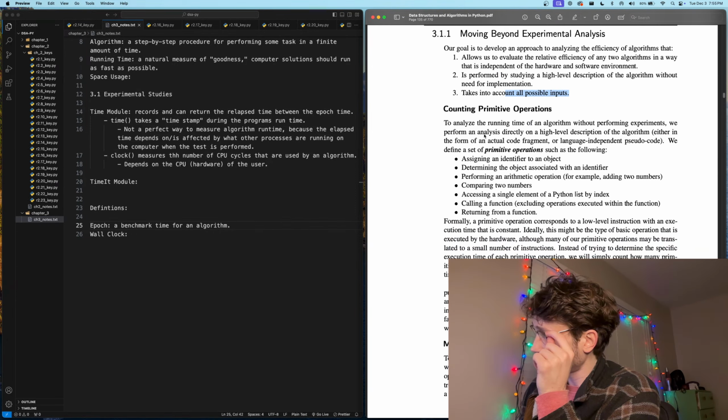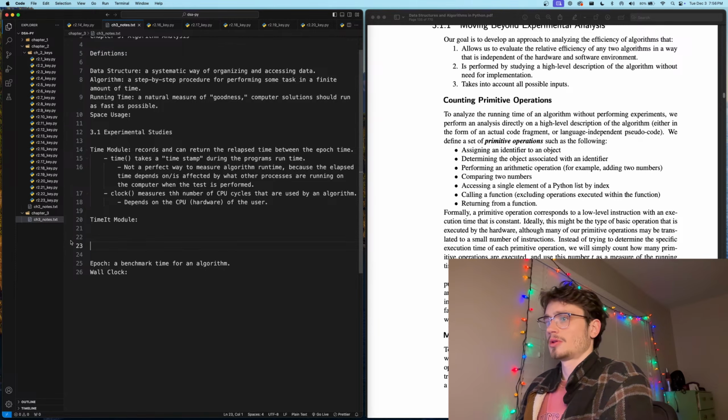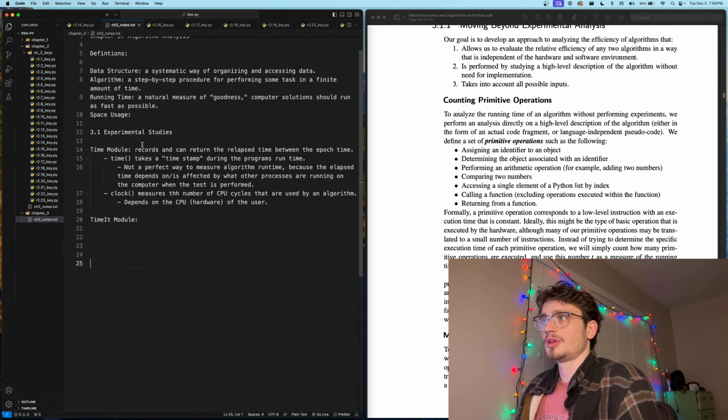Let me put these definitions actually up here. Oh no, these are definitions in 3.1. I'm just going to put these up here.